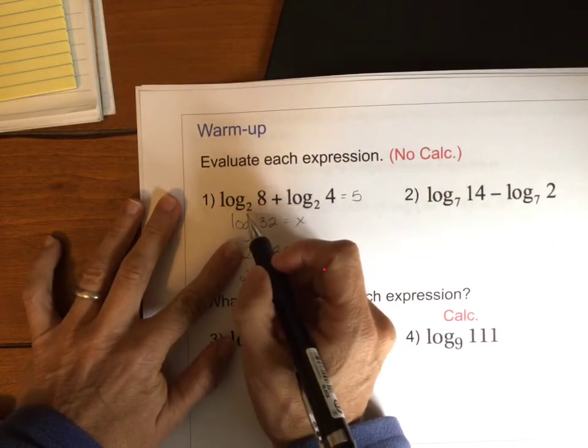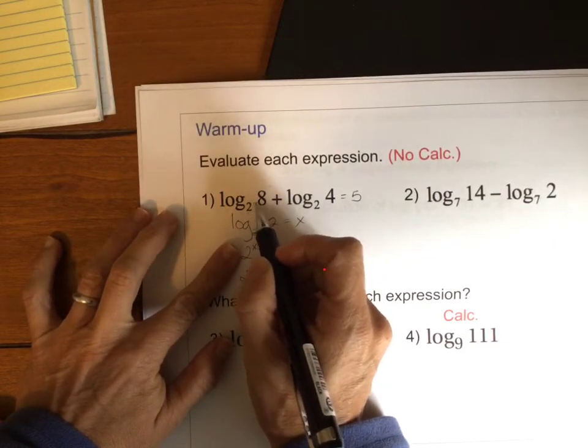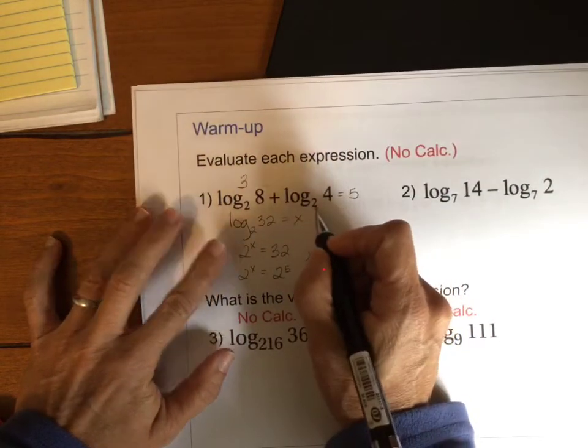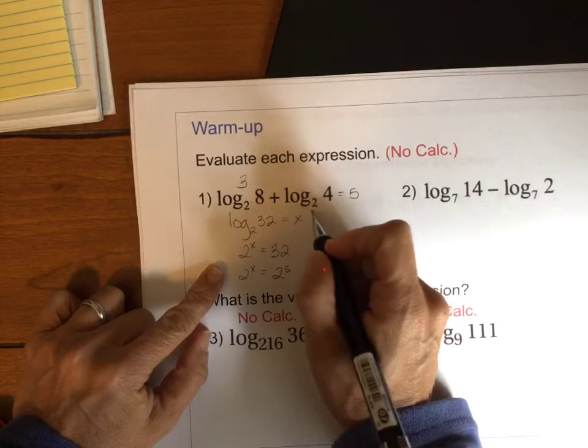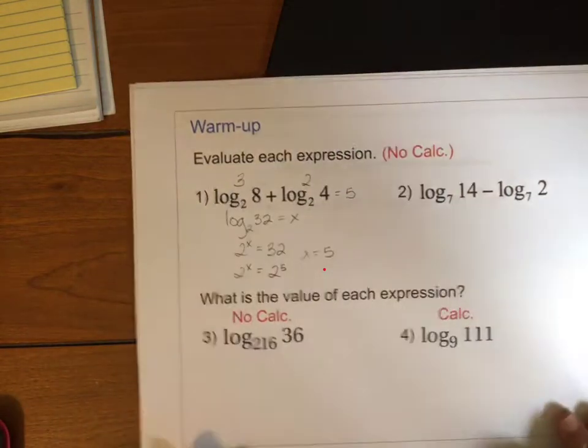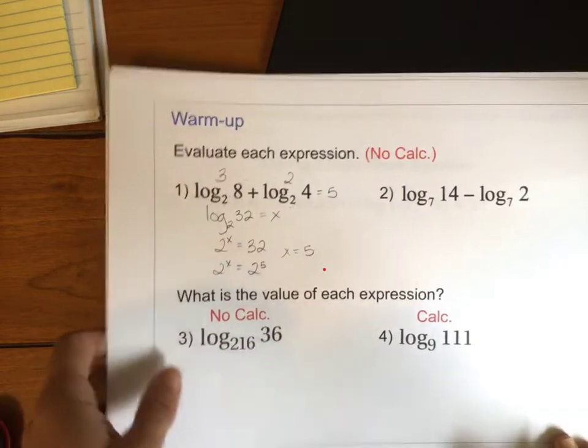For instance, if I wanted to know what exponent would give me 8 when I have base 2, this would be 3. What exponent would give me 4 from base 2, that would be 2, and 3 plus 2 is 5. So there are 2 different ways of doing that.